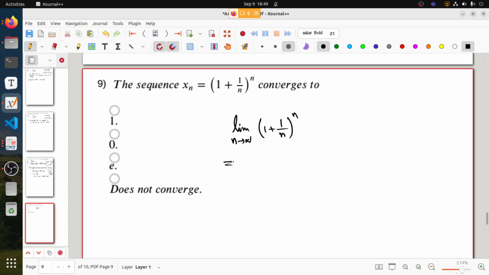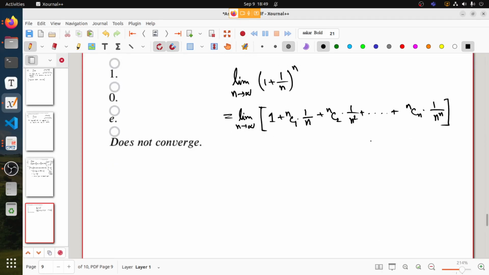Just expand this in terms of the binomial expansion. So what happens if you expand it? It will be 1 to the power n plus nC1 into 1 by n, plus nC2 into 1 by n square, plus dot dot dot. The last term will be nCn into 1 by n to the power n, right? So by binomial expansion.